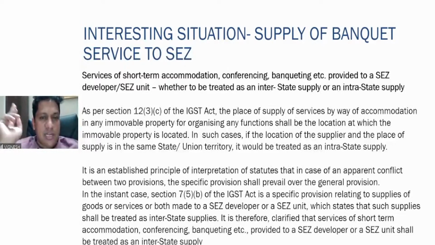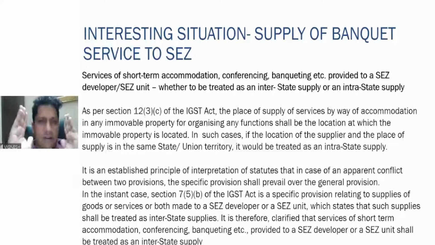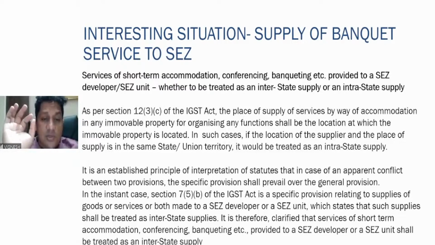So therefore, it's very, very clear. Here you have to go to the basic interpretation of statutes, what you have in your corporate law syllabus. You have to interpret as to what has to be done. In case of an apparent conflict between two provisions, each provision says something different. Understood? The specific provision shall prevail over the general provision. Right? I hope this point is clear. In case of interpretation, if there is a conflict between two provisions, specific shall always prevail. So in this case, what is the specific provision?